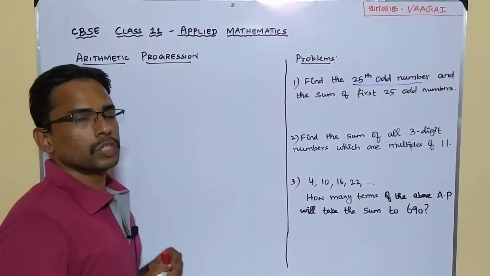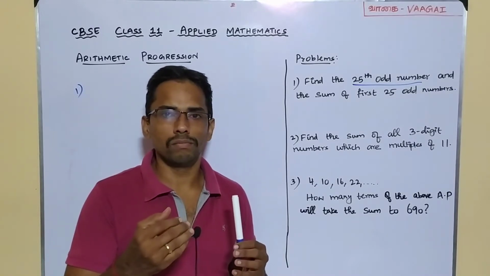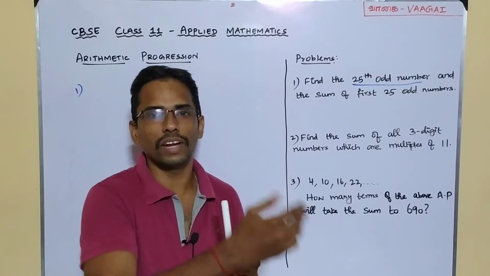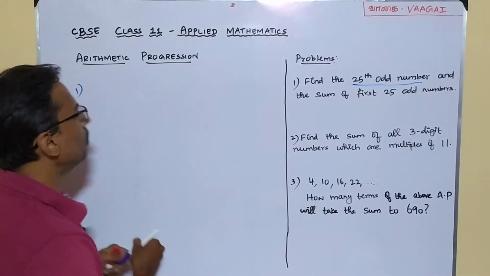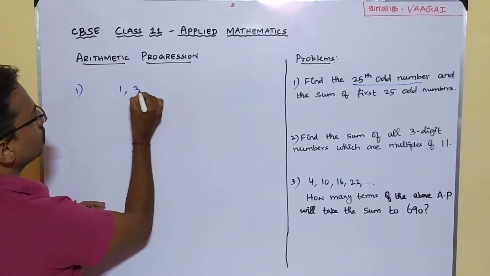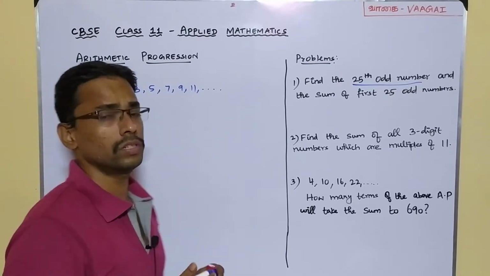What do we mean by odd numbers? Basically we know what odd numbers are. They start from 1, and then 3, 5, 7, 9, 11 and so on. We know them very well. So let's write the sequence first. Odd numbers are 1, 3, 5, 7, 9, 11 and so on.